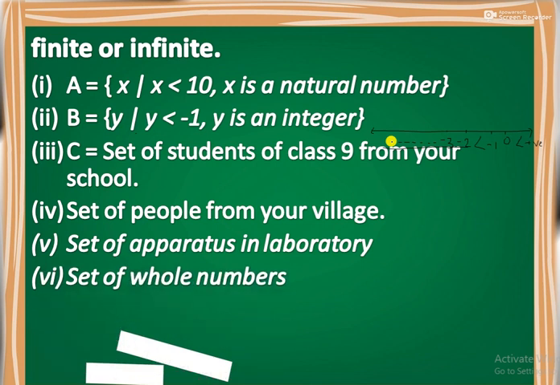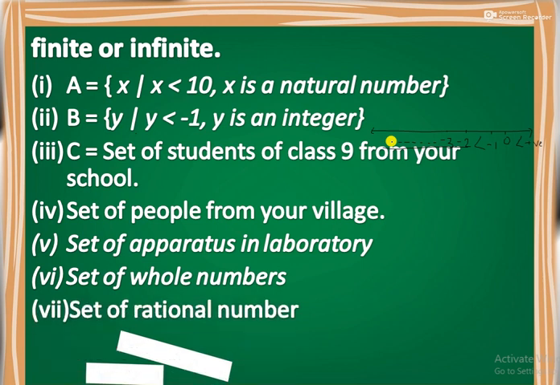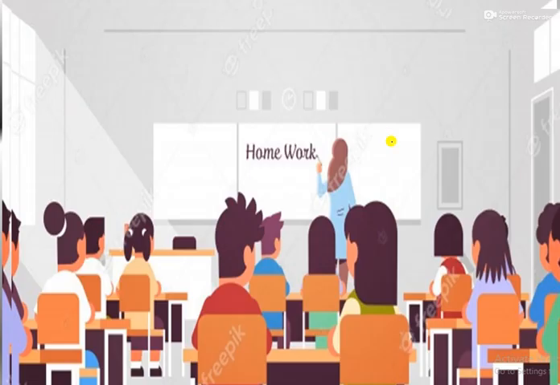The set of whole numbers. Previously we have discussed that all the number sets are infinite sets. That's why the set of whole numbers is also an infinite set. This one is also a rational number set. That means it is also an infinite set.